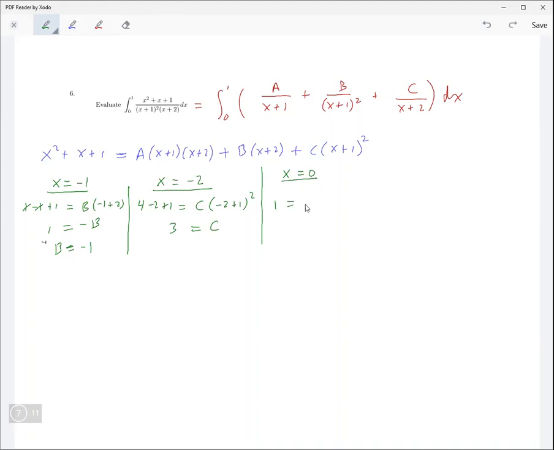And then the left-hand side is just going to be 1. And the right-hand side is going to be a times, making these all 0 gives you 2a. And then making that 0 gives you 2b. And then making that 0 gives you c. So you get 1 equals 2a plus 2b plus c. But we know what b and c are, so just go ahead and plug those in. We know b is -1, and we know that c is 3.